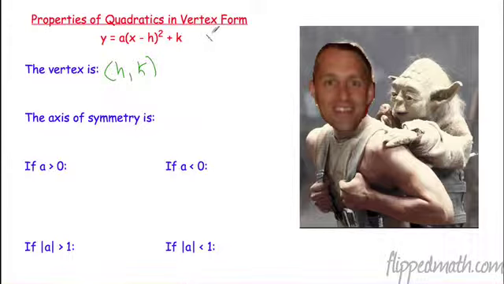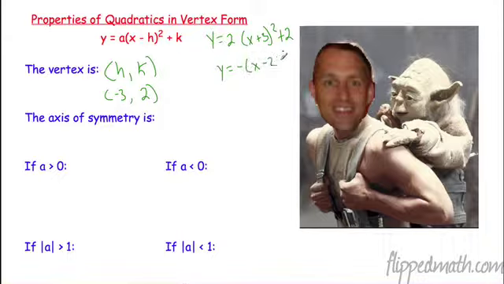Let's say I have y equals 2 times (x plus 3) squared plus 2. Because this is a plus, I have to take that into account. It's the opposite of what I see. So the opposite of 3 is negative 3, and k is the same, 2. All right? If I had y equals negative (x minus 2) squared minus 2, I see minus, well, that's what it is, but I'm plugging in a minus here, so it's the opposite of that, which is positive 2, negative 2.